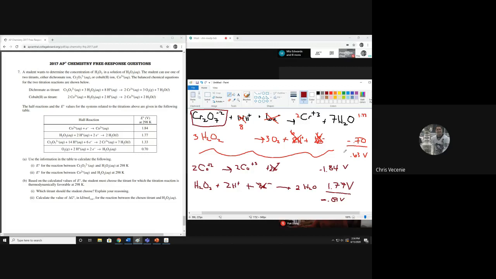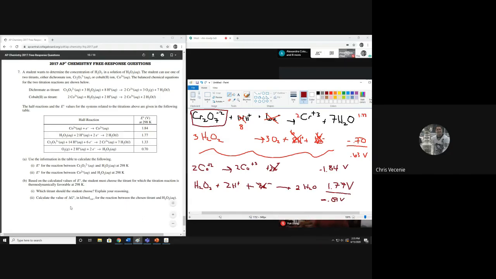CR207. Because the positive voltage indicates thermodynamically favorable. All right, questions on that one? All right, wrapping things up then.